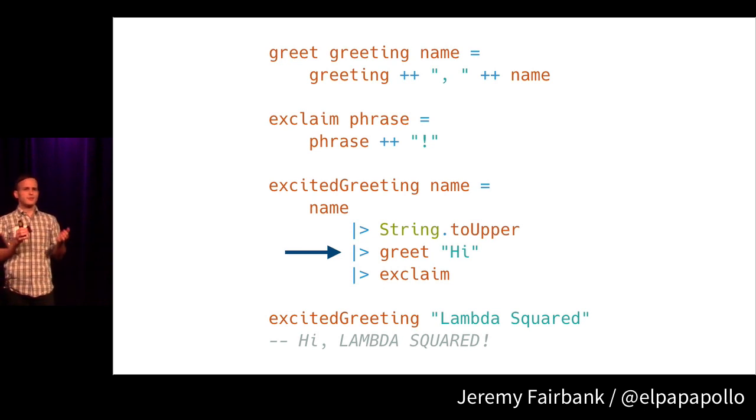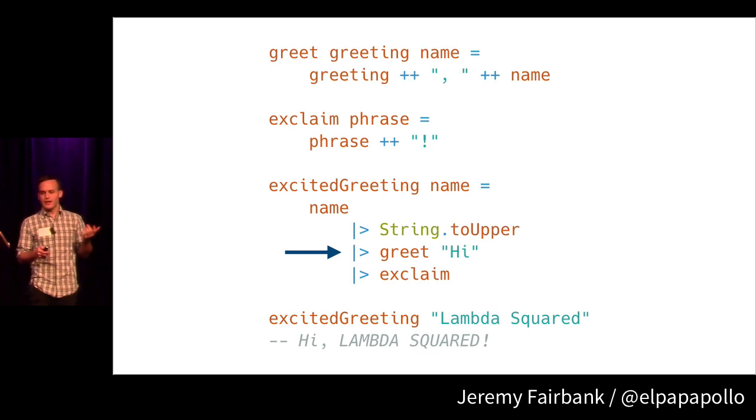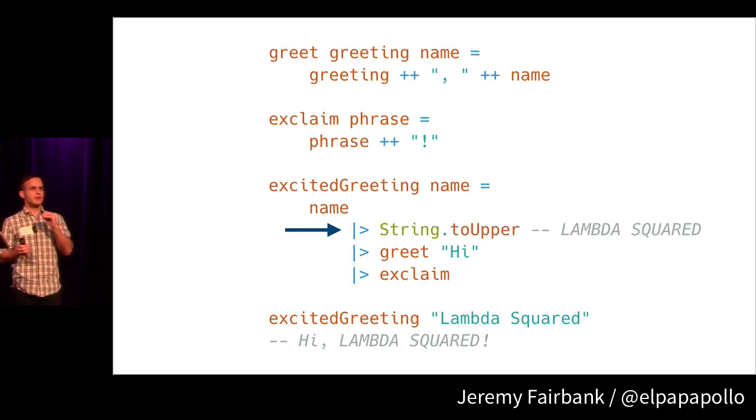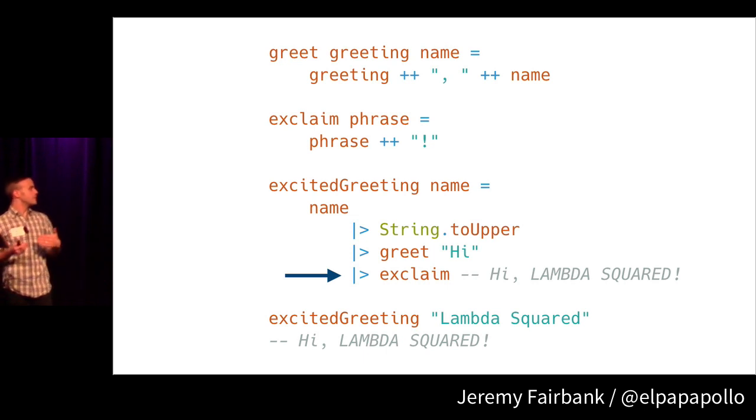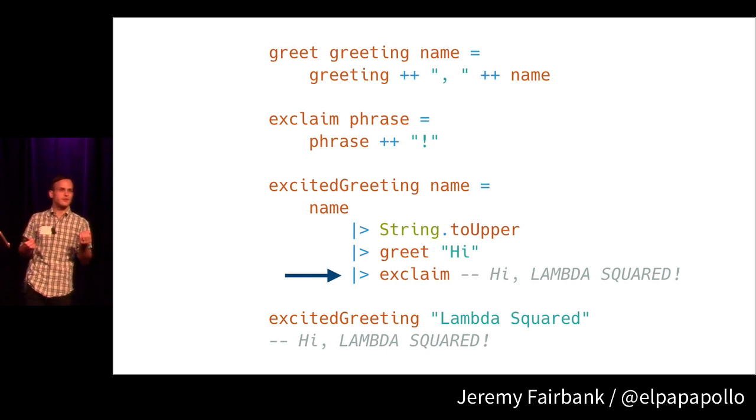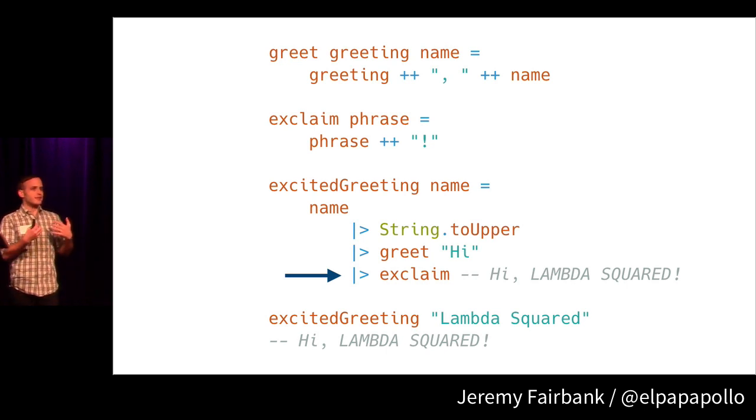So you can think of it similar to Unix shell piping if you've done a lot of shell scripting. So we're going to take name, and we're going to essentially pipe it through into string to upper and get our lambda squared in uppercase. That gets piped through to the greet function with hi, and we get hi lambda squared. And then finally exclaim again, just like we had with the lambda's pipe function. So this is baked into the language, so it ends up being a lot nicer and cleaner approach, and we can see this clear distinction of chaining one thing to the other. You can think of this also in terms of when you chain methods on JavaScript objects.